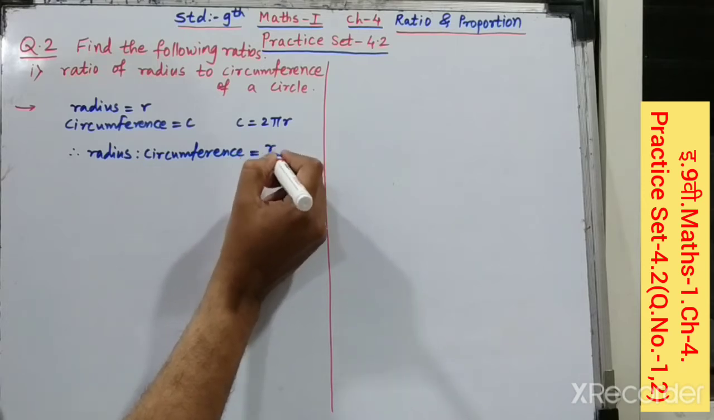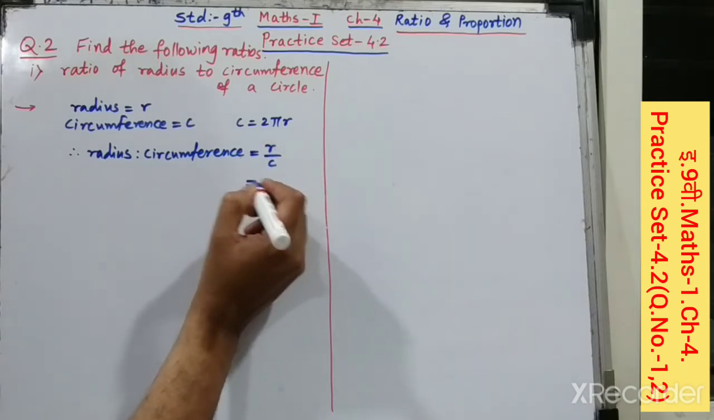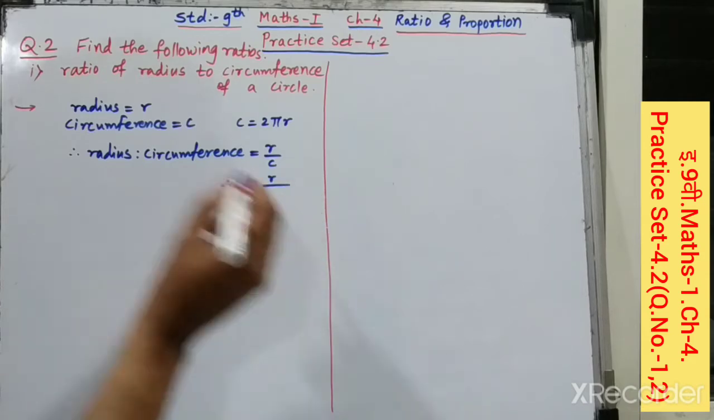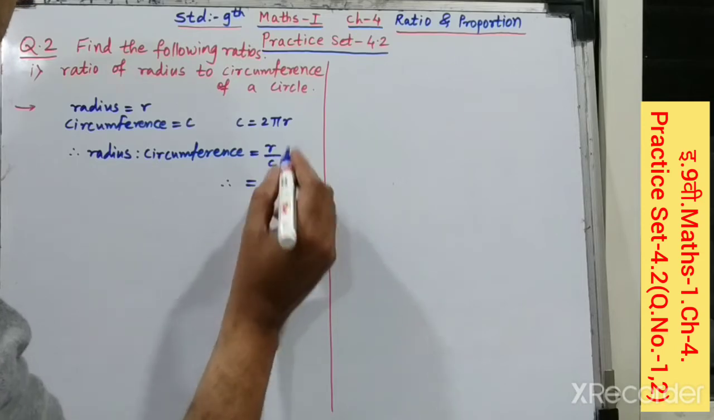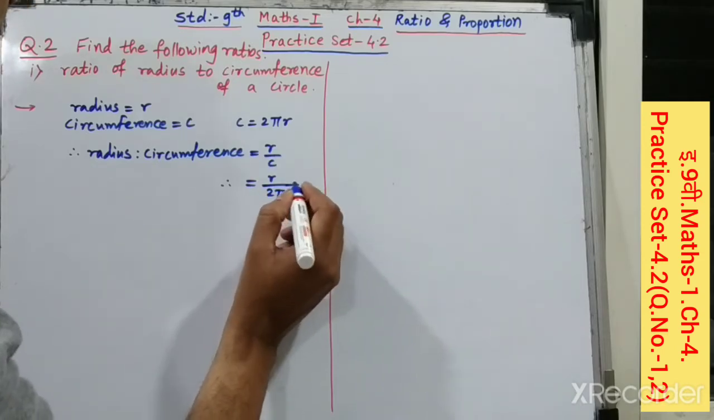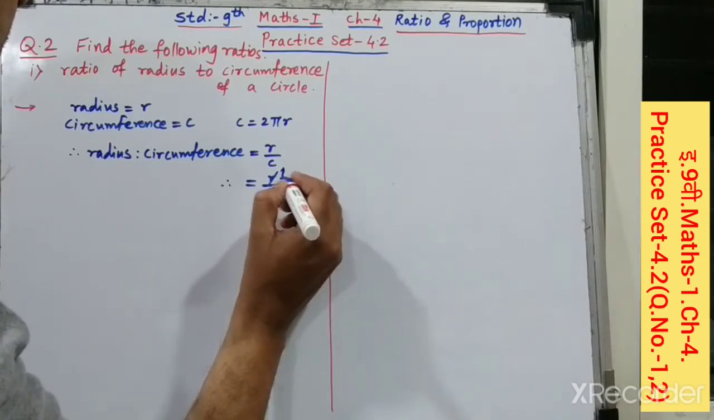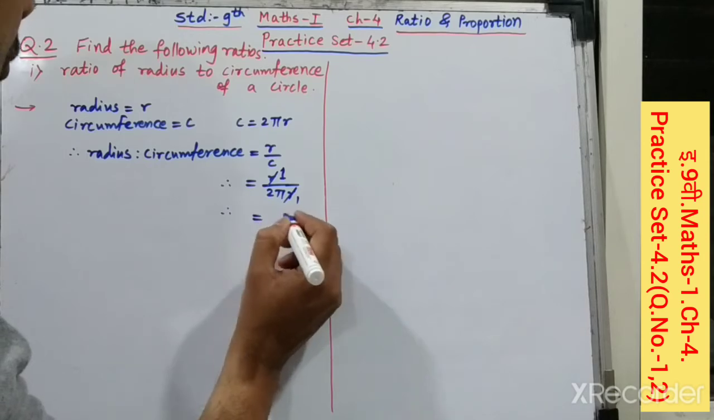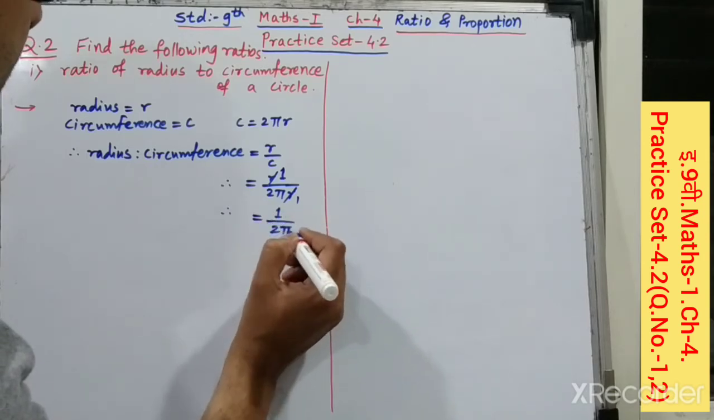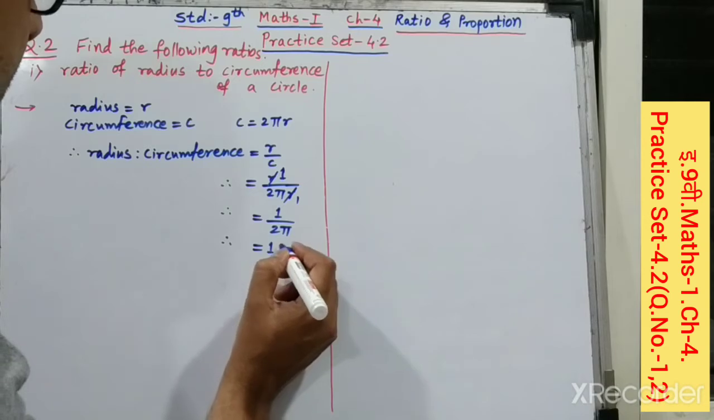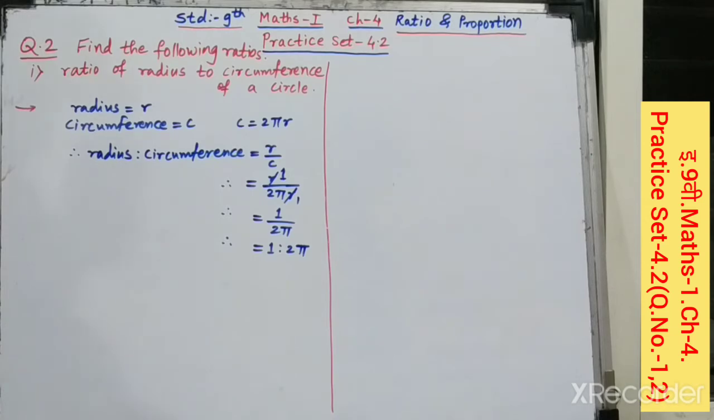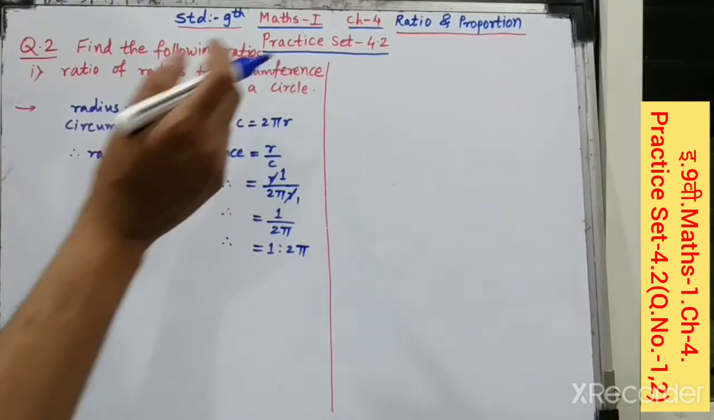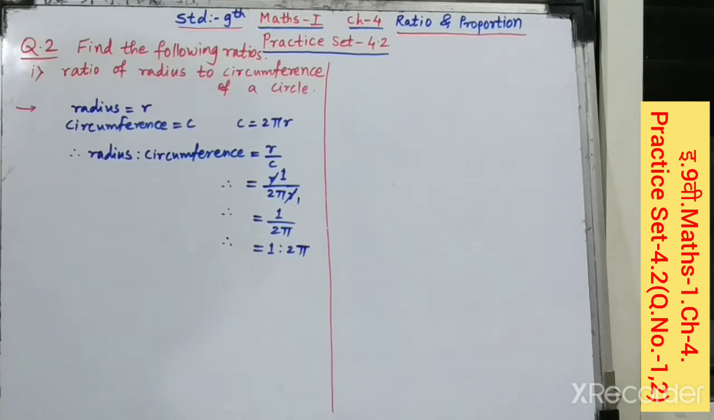So R upon C means we can put the value of C here. The formula of C is 2 pi r. So instead of C we can write 2 pi r here, and here r gets cancelled. So r ones are r here. So the ratio is 1 upon 2 pi, means 1 is to 2 pi. So this is the answer of this ratio. So the ratio of radius to circumference is 1 to 2 pi.